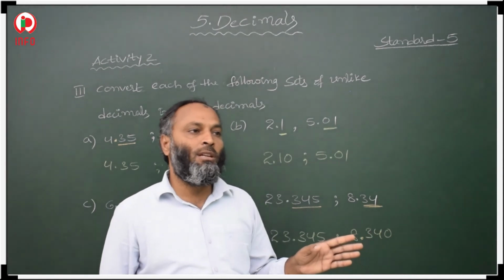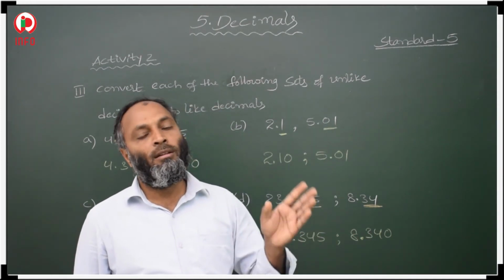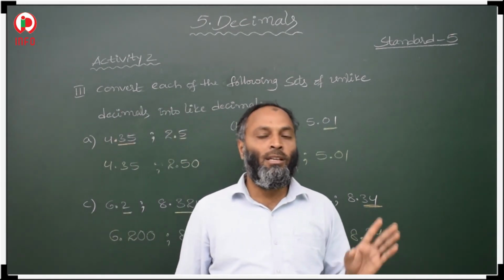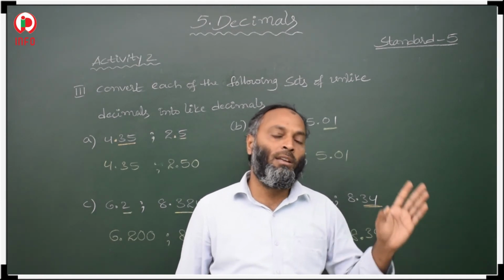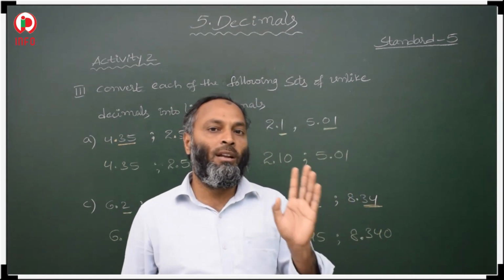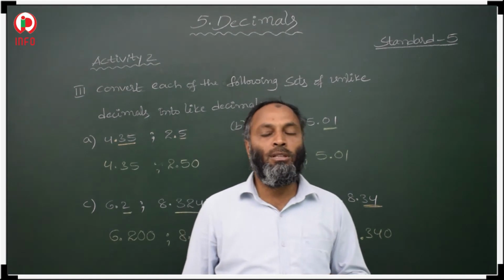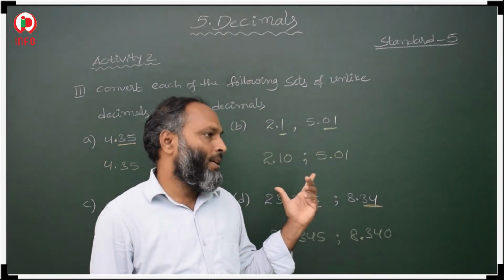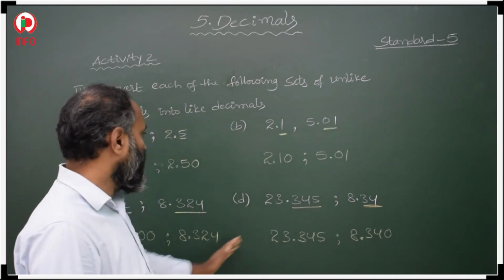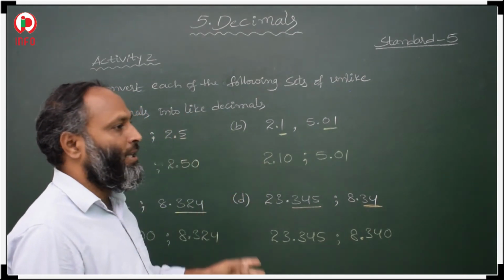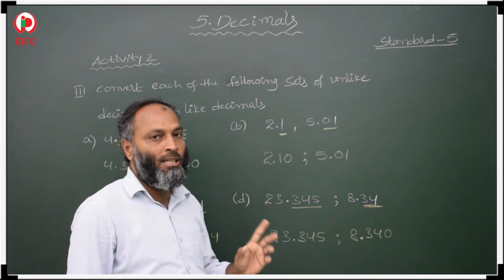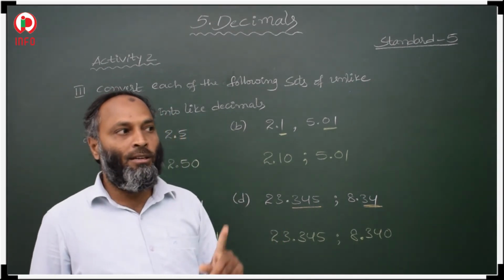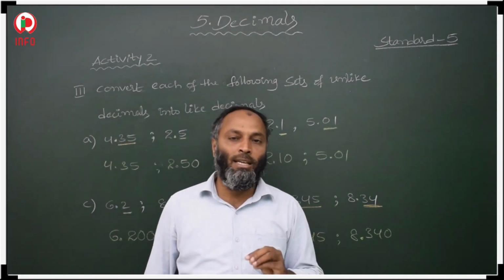In the previous question also, we did a pair or set of numbers given. In that, unlike decimals are given, and we convert unlike decimals into like decimals. Here also sets are given, 5 sets are given, 4 sets we did here, A, B, C, D. One more question is there in this same set, so you do that as your home assignment.